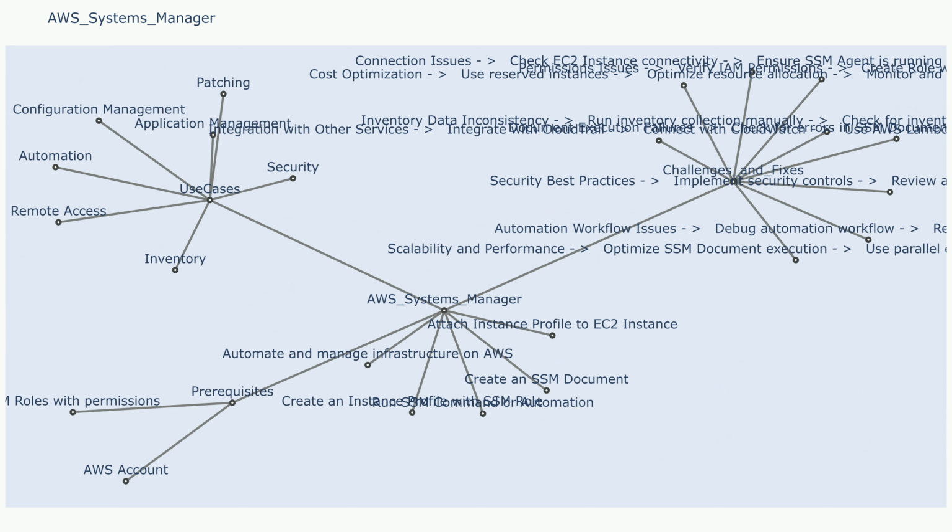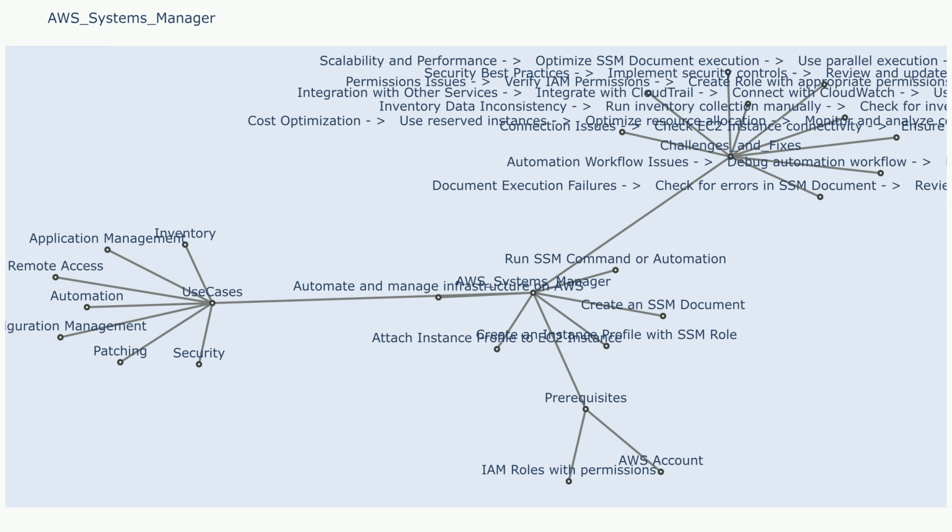Document execution failures. Check for errors in the SSM document. Review logs. Troubleshoot specific issues: validate the SSM document syntax, parameter values, and dependencies. Inspect the SSM document execution logs for specific error messages and timestamps. Utilize the SSM document debugging features, including dry runs and error reporting mechanisms.